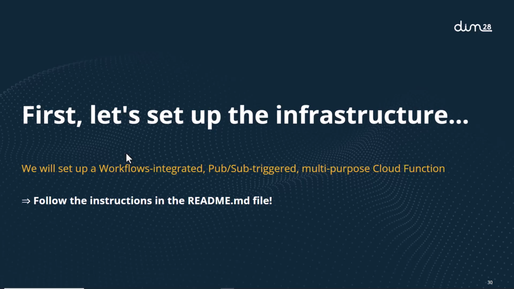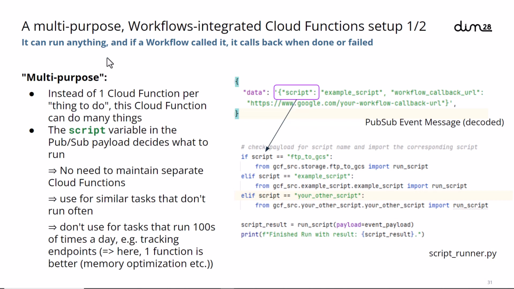And first of all, we're going to set up the infrastructure. For that, we'll set up a workflows integrated pub/sub triggered, so an async Cloud Function, and that Cloud Function is going to be a multi-purpose Cloud Function. We can follow the instructions in the readme.md file in the GitHub repository, and I'm going to look at that in a second, but let's first explain what I mean by multi-purpose workflow integrated Cloud Function.